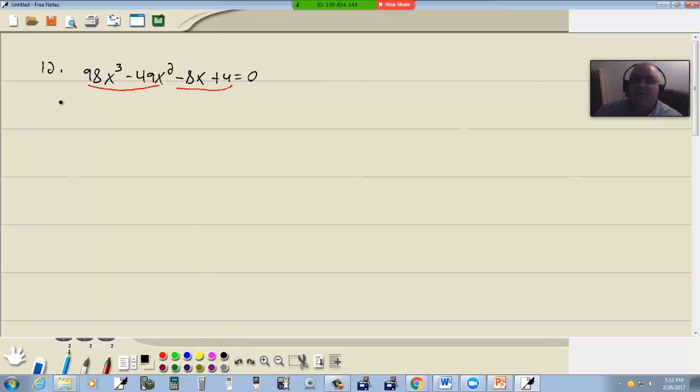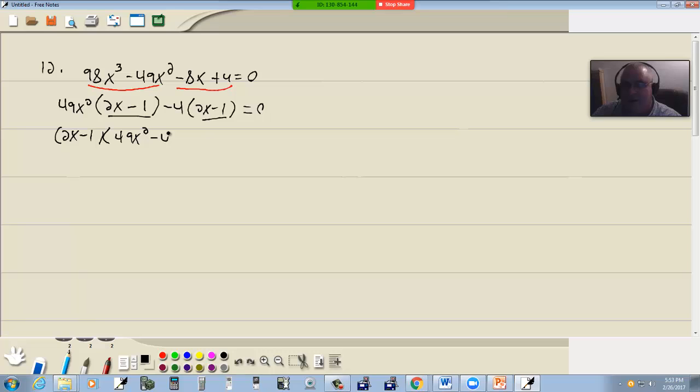The first group here has a 49 and x squared in common. That gives us 2x minus 1. The second group, they're both divisible by 4 and the first term is negative, so it has a negative 4 in common. So I'll factor that out, and that gives us 2x minus 1. Now our goal was to get the parentheses the same here, the 2x minus 1s. So I'll factor that out, and that leaves us 49x squared minus 4. So that's grouping.